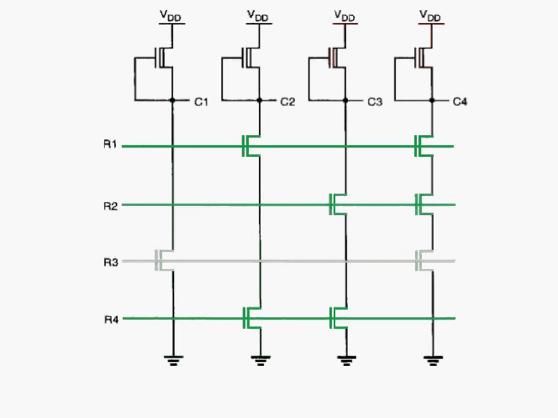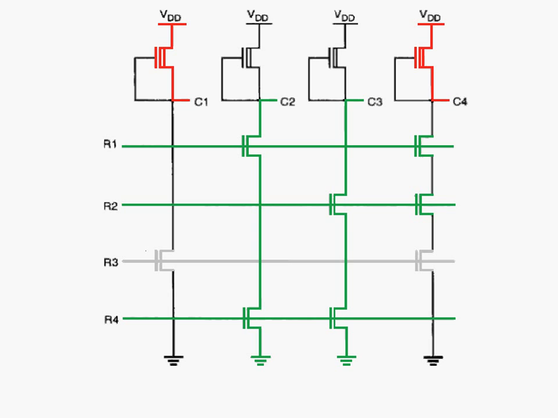Row 3 input is low, and row 1, 2, and 4 inputs are high. When the row 3 input is low, the NMOS transistor corresponding to row 3 in column 1 and 4 will be turned off. Therefore column 1 and column 4 outputs will be tied to VDD.